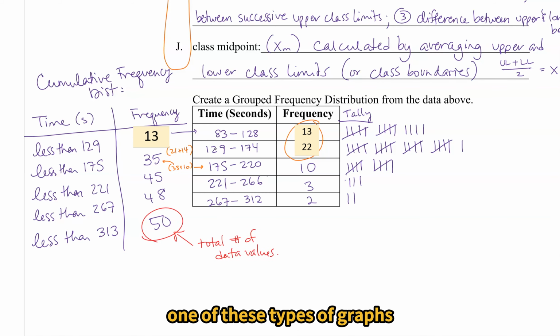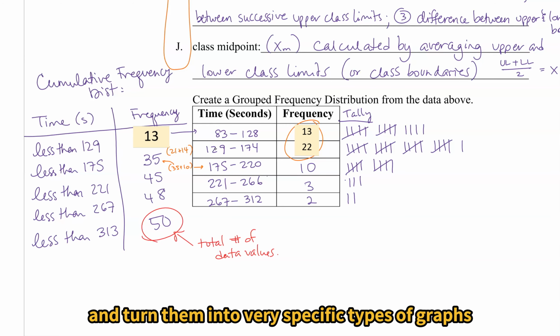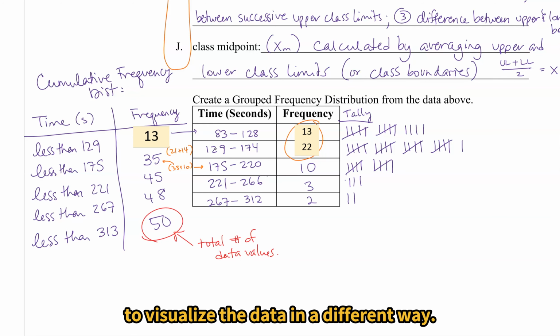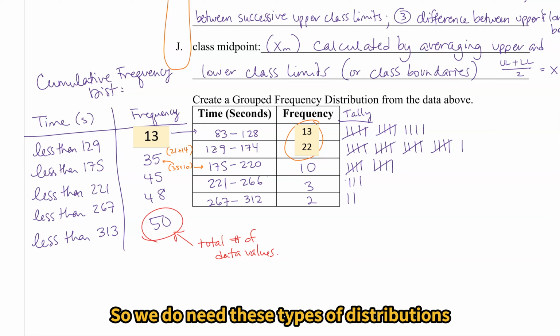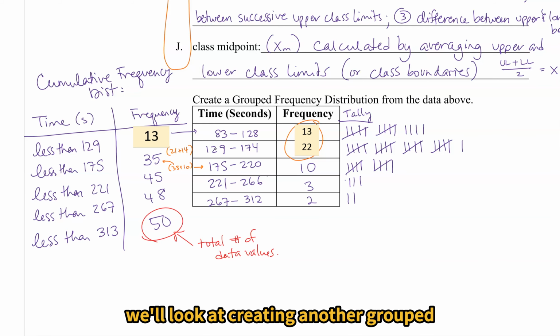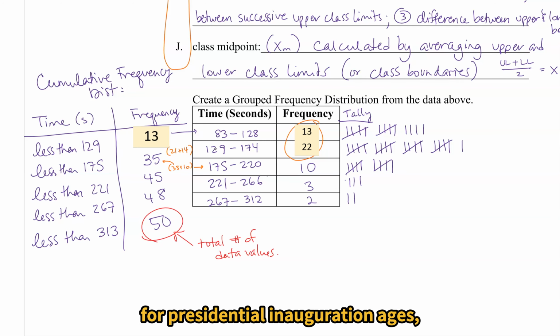Now, each one of these types of graphs has a purpose for visualizing the data. And we will look at, in the next section, how to take these tables and turn them into very specific types of graphs that also help us to visualize the data in a different way. So we do need these types of distributions to create certain kinds of tables in the upcoming sections. But until then, our next example, we'll look at creating another group frequency distribution. This time we're going to do it for presidential inauguration ages and a relative frequency distribution on that same data.